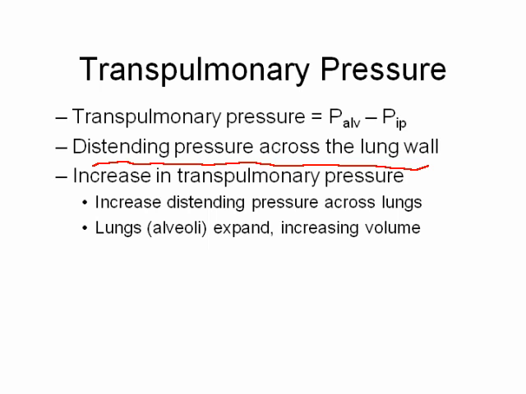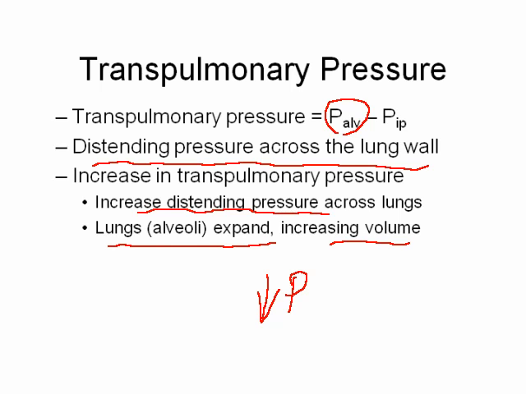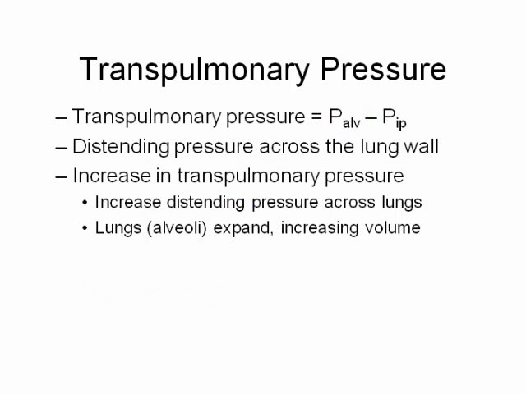as we inspire, as we expand the chest wall, we pull the pleural space outward even more, which is going to increase the distending pressure across the lung. That is, the amount of pressure across the alveolar wall will increase, which expands the alveoli and allows the alveolar pressure to decrease and therefore air to flow in from the atmosphere. So as the lungs expand, the alveolar volume increases, which decreases alveolar pressure. And of course, if alveolar pressure decreases, then air from the atmosphere is going to rush in and fill that alveolar space.